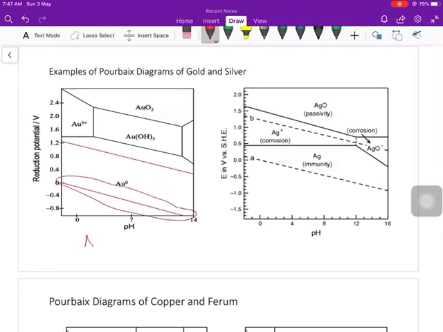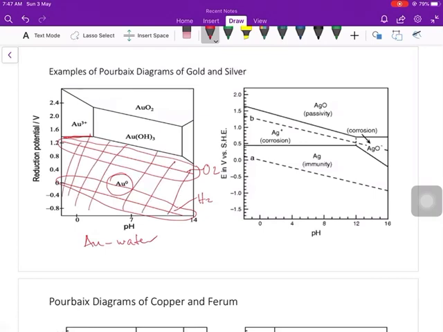So again, this is the gold-water Pourbaix diagram. Again, it must have this hydrogen electrode reaction and oxygen reaction. It can be seen here. In order for gold to corrode, this is the boundary. This is the region of passivity. Gold has a very wide area of immunity. It will not corrode in a normal environment.